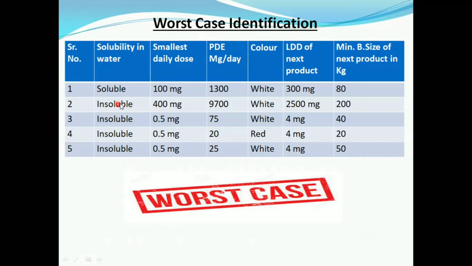In the second serial number, smallest daily dose is 400 milligrams, so it is also cancelled. In this case, serial number 1, 2, 3 and 5 are white products, and serial number 4 is a red product, that is colored material. As I said earlier, that will be the worst case product, and it has the least PDE, that is 20 milligram per day. So friends, the last 2 columns are LDD of next product and minimum batch size of next product. I will explain in the next slide for micro calculation.